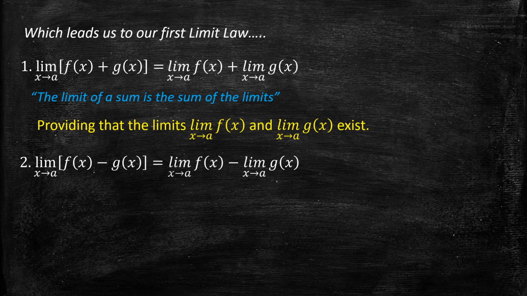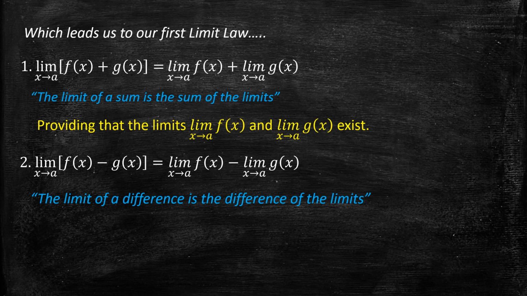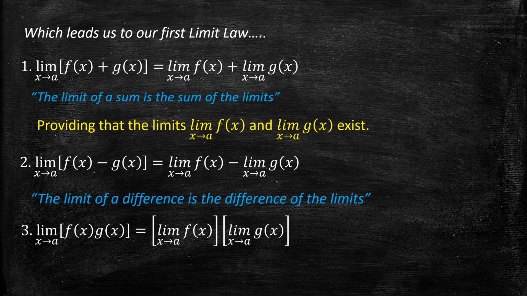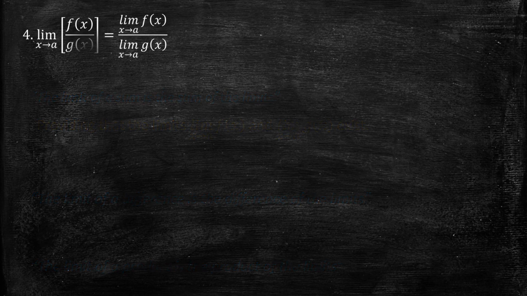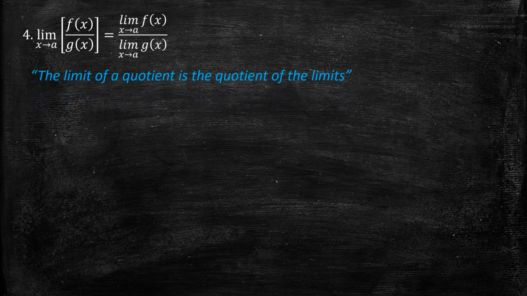So the next one, not surprisingly, says that the limit of a difference is the difference of the limits. Once again, providing that the individual limits exist. And again, quite intuitively, the limit of a product of two functions is the product of the limits, providing that those limits exist. And our next rule is that the limit of a quotient, not surprisingly, is the quotient of the limits, providing the limits exist, and additionally that the limit of g there in the denominator is not equal to 0.